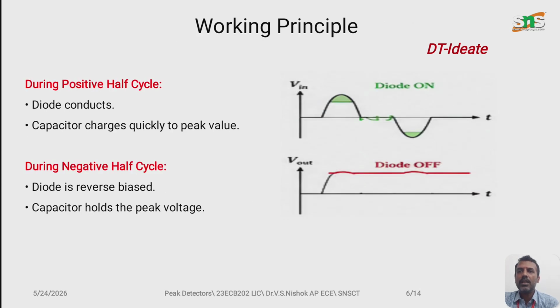Coming to the working principle of peak detectors. When the input is in the positive half cycle, the diode is forward biased and starts to conduct, and the capacitor charges quickly to the peak value. During the negative half cycle, the diode becomes reverse biased and no signal flows through the diode, but the capacitor holds the peak voltage. Until the next positive half cycle, the capacitor holds the peak voltage, and in the next half cycle, if any higher value comes, it will be stored further in the capacitor.